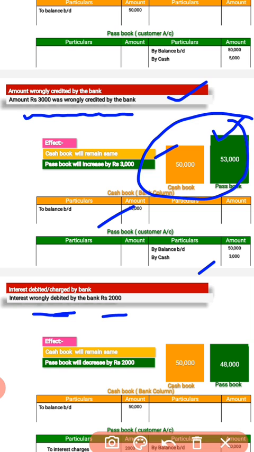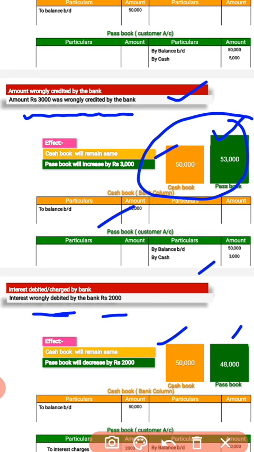Now what is the debit side of passbook? Increase or decrease? Decrease side. Debit side of bank or debit side of passbook means decrease in the amount of customer. So what would be the effect of this transaction? Cash book remains same, but passbook decreased by 2,000 and the remaining balance of passbook is 48,000.